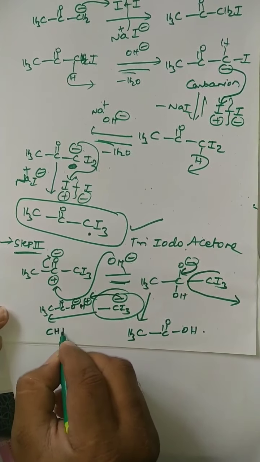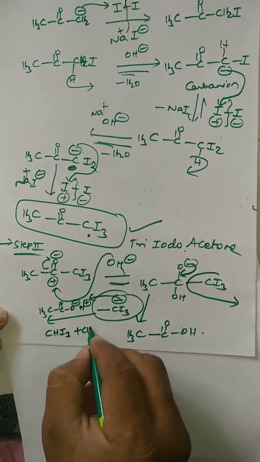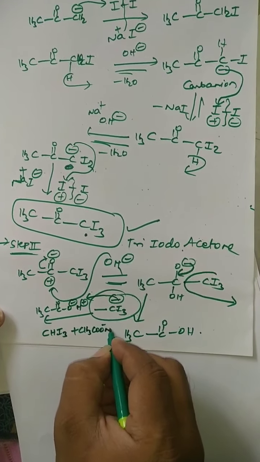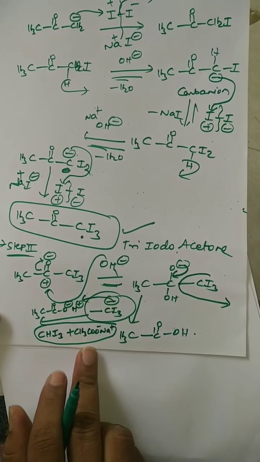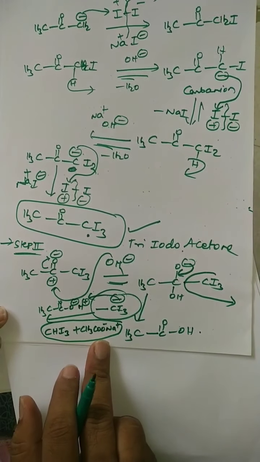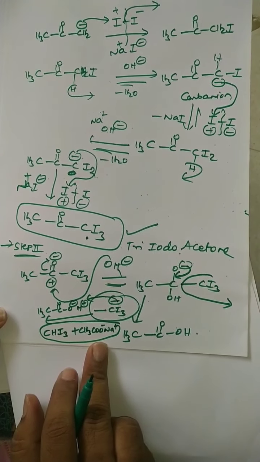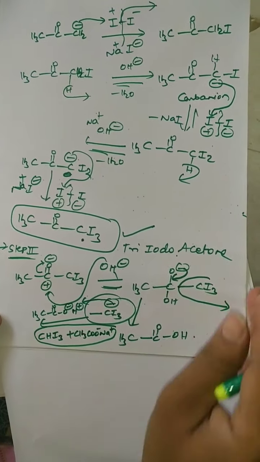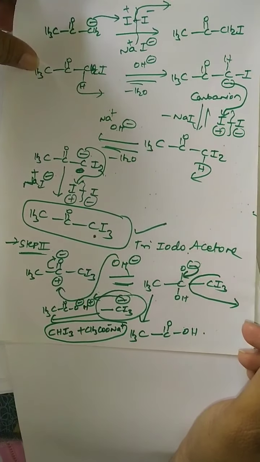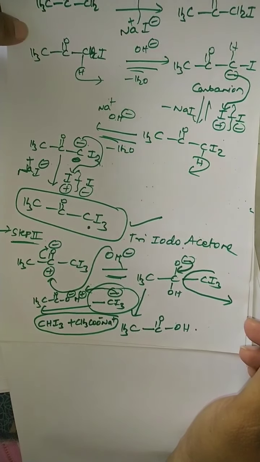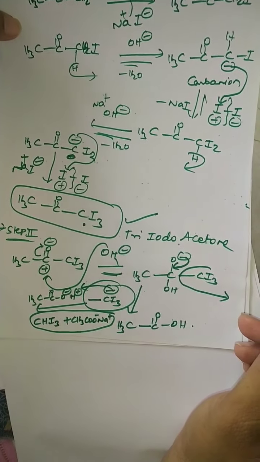Finally what will you get? CHI3 plus CH3COO minus Na plus. This mixture you will get, CHI3 plus CH3COO minus Na plus. So this is the exact mechanism of the iodoform reaction. But from a competitive exam point of view, we have one technique. We will learn how to predict the products directly without using the mechanism.